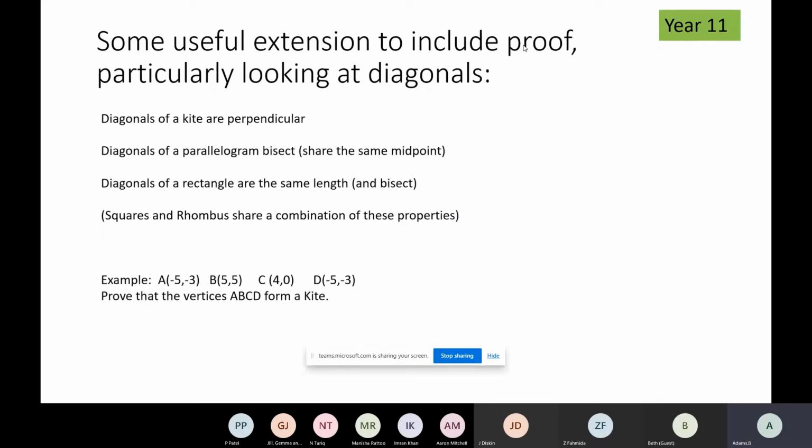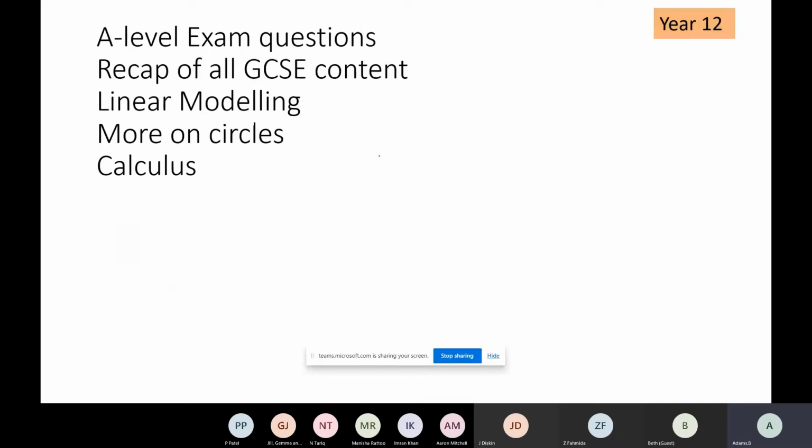Some of the questions we might look into in year 11 is a bit more of the actual geometry things. There's some nice things to do with quadrilaterals, like the diagonals of a kite are perpendicular. So I've got a little question down at the bottom, which I always give them in year 11. Prove vertices form a kite. They understand a little bit more about quadrilaterals, and I've given some more properties of parallelograms and rectangles, and their diagonals, which makes some nice results for coordinate geometry. And then at A-level, there's not really an awful lot more. There's linear modelling, and then you can move on to circles and calculus before long.